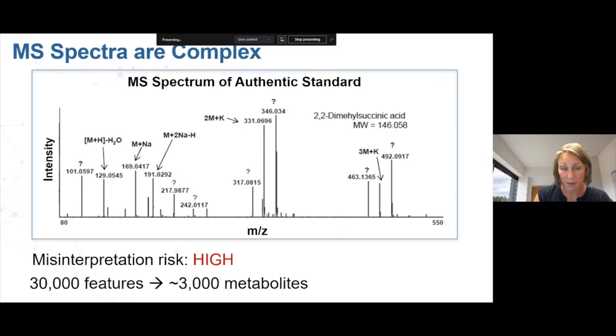And then also remember that even if we could interpret all the peaks, in a real sample, these peaks would be mixed with the peaks of all the other compounds in our very complex biological matrix. Thus, the risk of misinterpretation of this type of data is very high. And in reality, if we're detecting 30,000 or 50,000 different peaks in our metabolomics data set, this most likely is a gross overestimation of the number of actual metabolites that are in our sample that we're detecting.